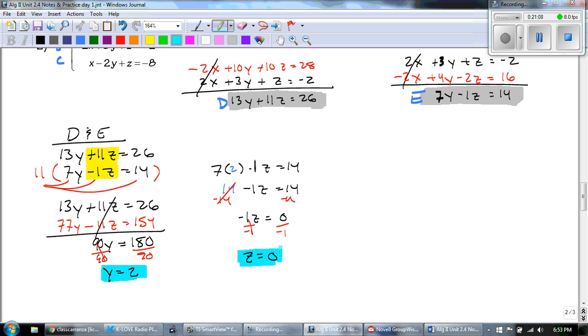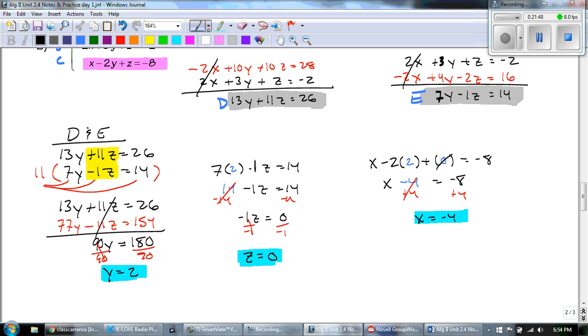Okay. And last part is finding x. I'm going to use that bottom equation. You can kind of see it right there because x is by itself. So we have x minus 2 times 2 plus 0 equals negative 8. So I'm plugging in a 2 there, plugging in a 0 there. So we get x minus 4. I'm just going to cross that 0 out right away. Equals negative 8. And we add 4 to both sides. And then we get that x equals negative 4, just like we said it would.